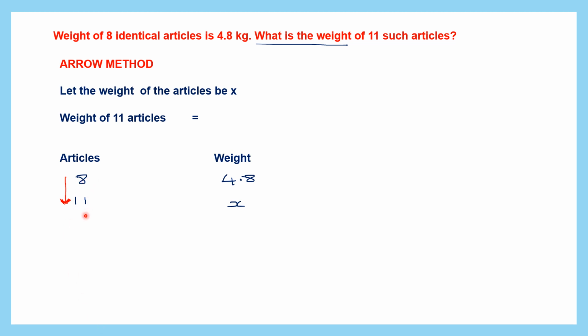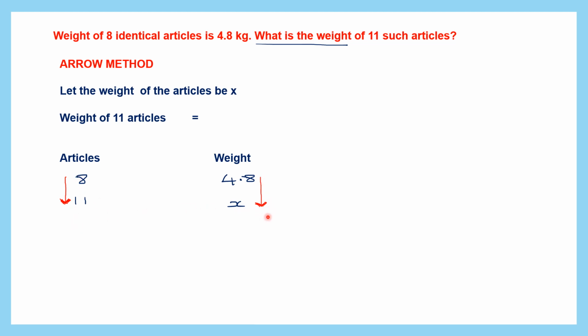So that means from 8 articles it's increased to 11. So I have drawn the arrow mark with the arrowhead here. It's increased from 8 to 11. So this is the arrow. Now here also the weight is going to increase, isn't it? From 4.8 it's going to increase because 8 articles weigh so much. So 11 articles will weigh more. So here also the arrow mark will come downwards. So now here the arrow mark is downwards. Here also it's downwards. So this is direct variation. There is no change. Both are increasing.